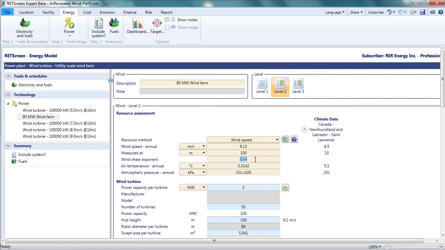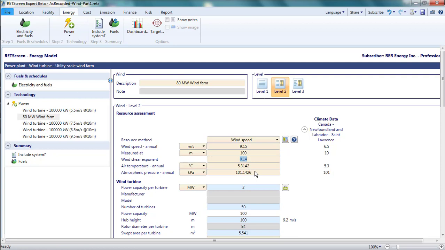Annual average values for the air temperature and the atmospheric pressure from the climate database appear in the final two cells of the resource assessment section of the energy page. RETScreen uses these to adjust the energy produced by the wind farm to account for air density that differs from standard test conditions. The mass of air flowing through the rotor disk over a period of time changes with the density. Denser air leads to proportionally more power. Lower atmospheric pressure, such as at higher altitudes, and warmer temperatures decrease density.